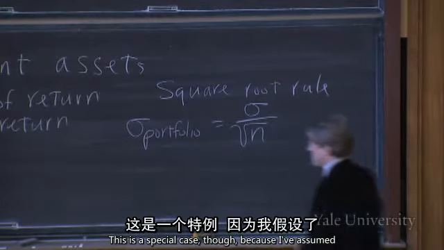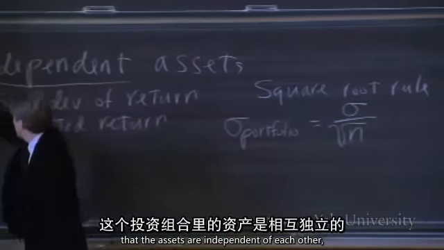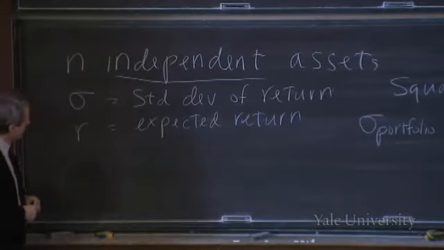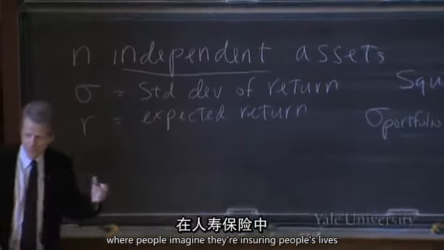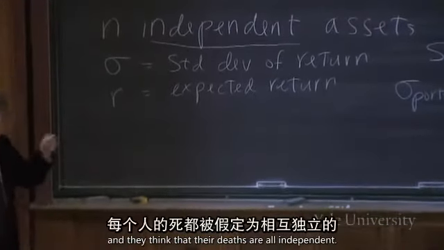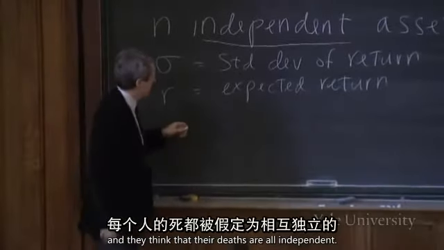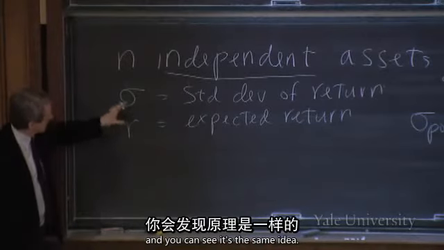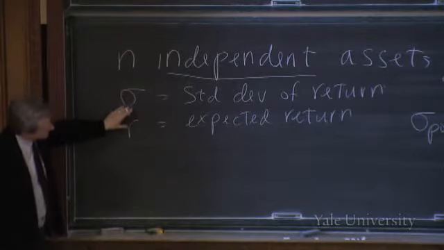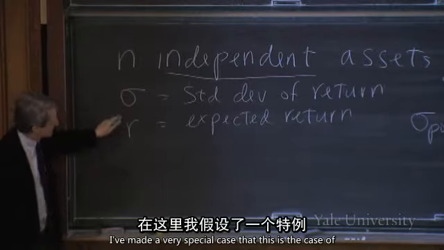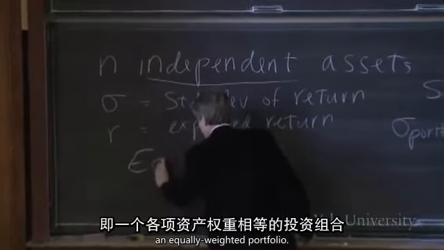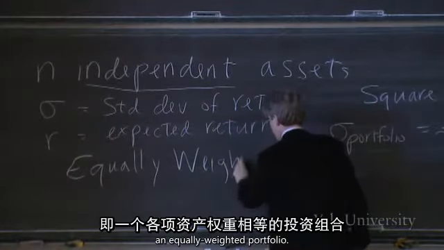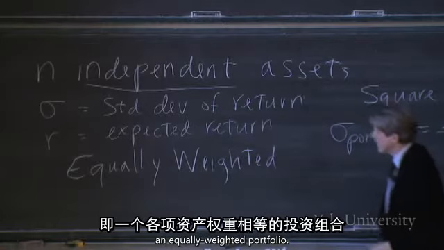So this is a special case, though, because I've assumed that the assets are independent of each other, which isn't usually the case. It's like in an insurance world where people imagine they're insuring people's lives and they think that their deaths are all independent. I'm transferring this to the portfolio management problem, and you can see it's the same idea. All right, so I've made a very special case, the case of an equally weighted portfolio.